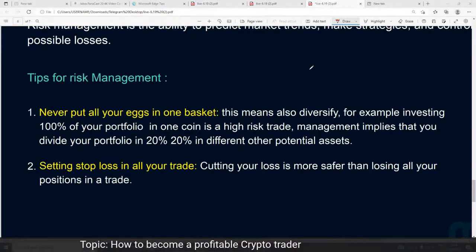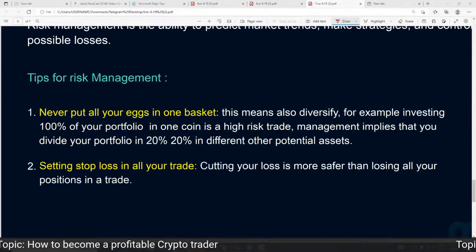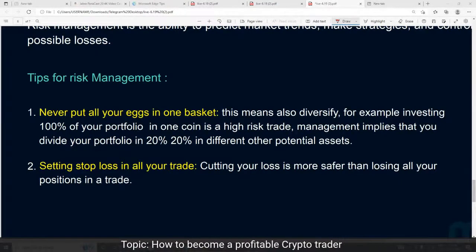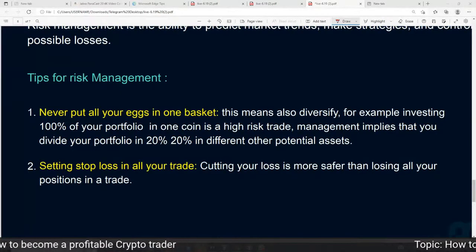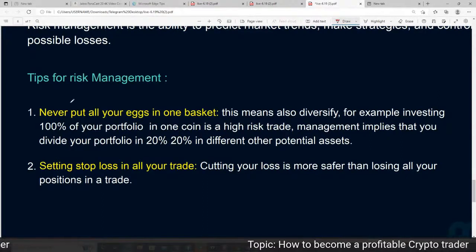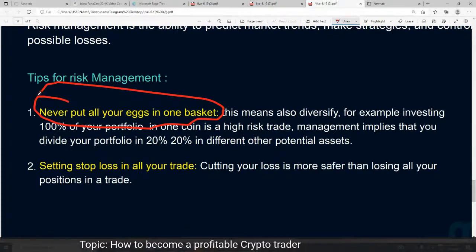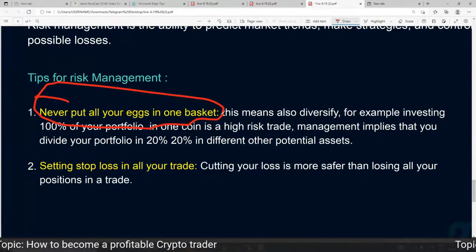Now, let's talk about one point I put down here, which is a saying: never put all your eggs in one basket. Do you know what that means? Many people have heard about this, but they don't know that it also applies in crypto trading. Never put all your eggs in one basket.